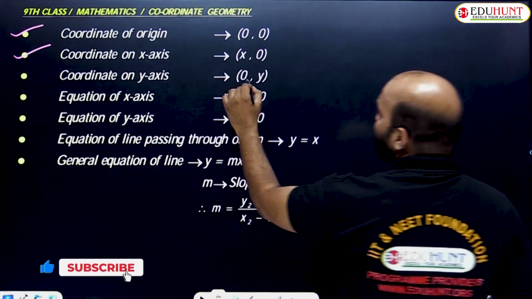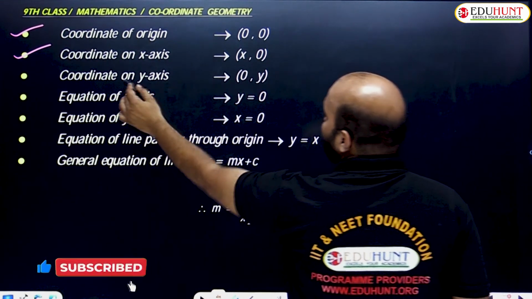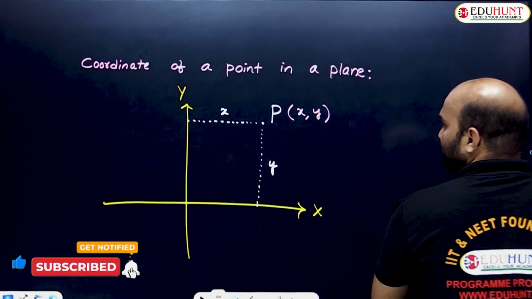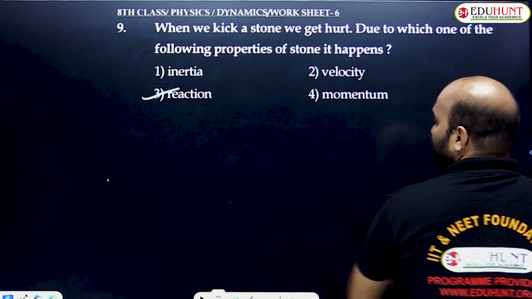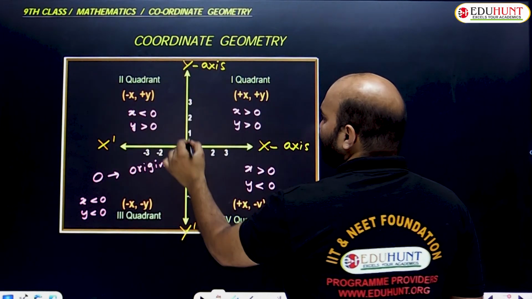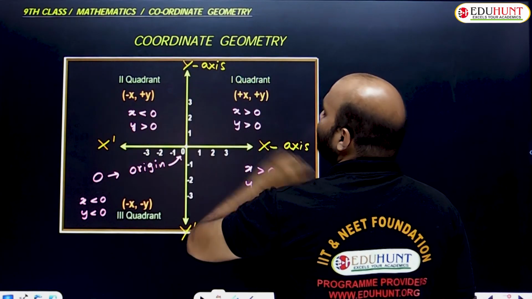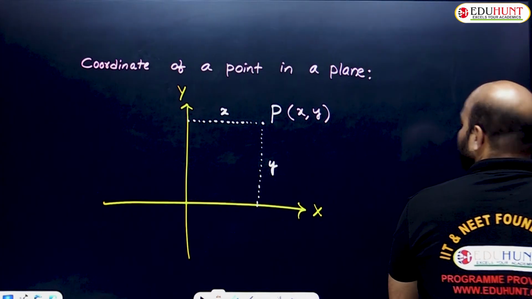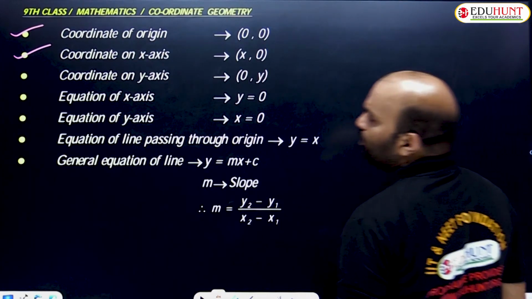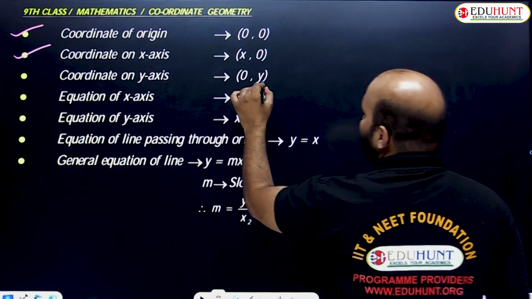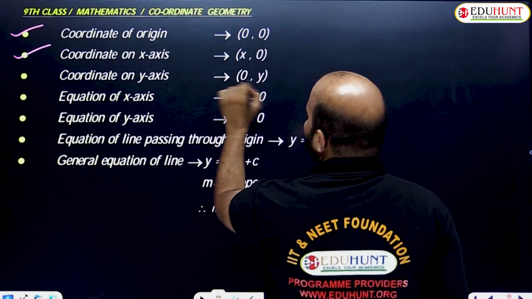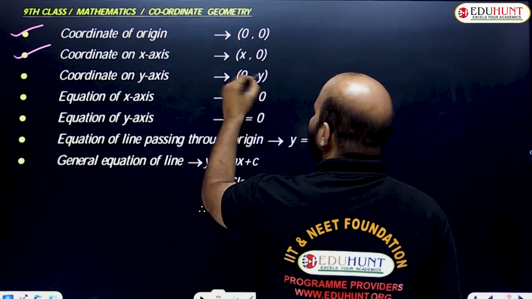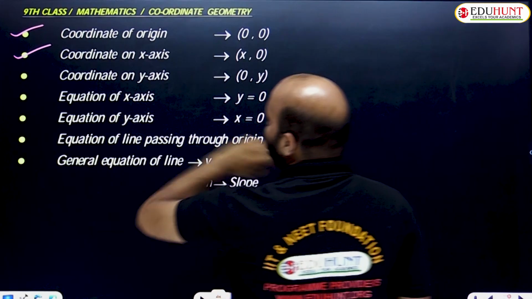So this is the coordinate on x-axis, and now the coordinate on y-axis. In the y-axis, x will be 0. Am I clear? So this is a y coordinate. If you take a point on the y-axis, the x value is 0 and the y value will be some number, either positive or negative. So how to define the coordinate on y-axis: 0 comma y. Here 0 means the x value, and y is a set of positive or negative values.